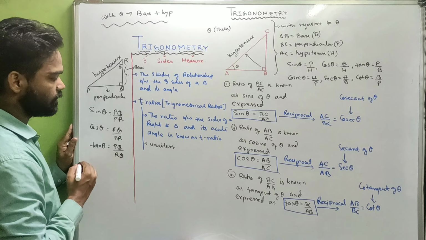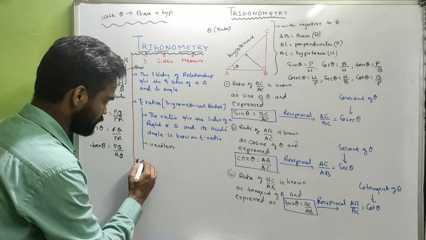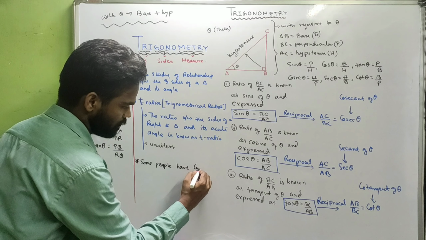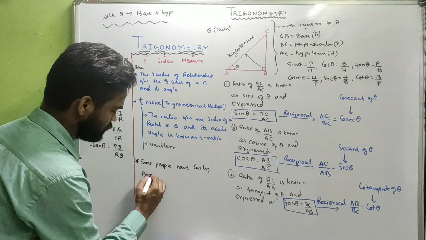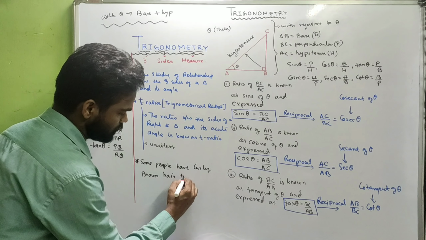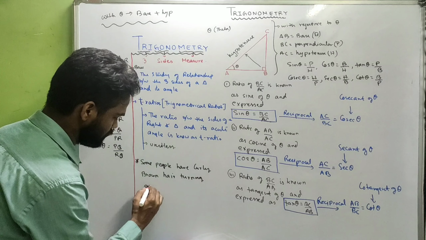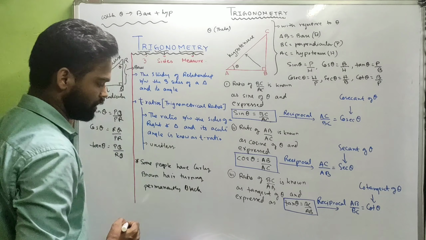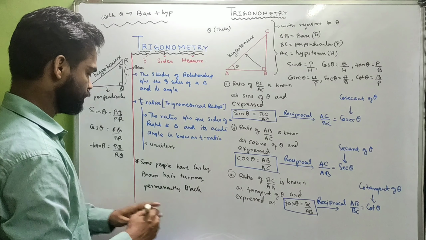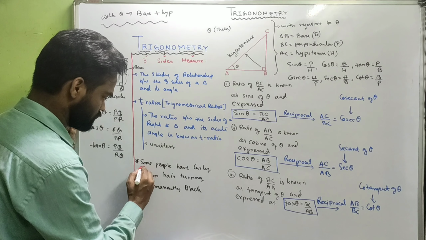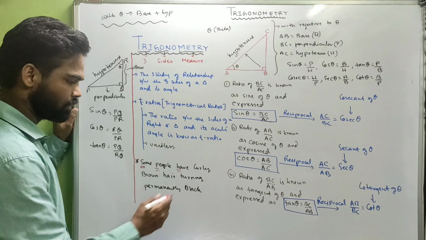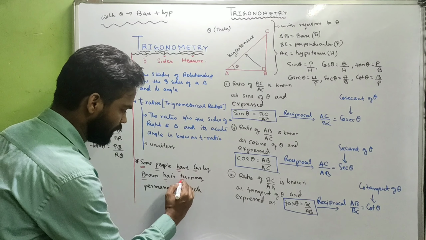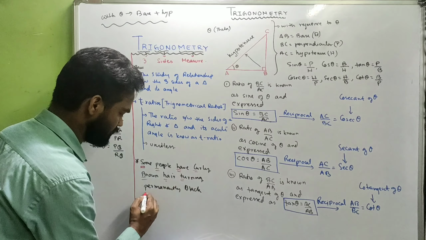Now how to remember this? Very easy. Look over here. Some people have curly brown hair turning permanently black. So how does it help us? Just look carefully. Some people have, so sine theta is perpendicular by hypotenuse, curly brown hair. So cos theta is base by hypotenuse, turning permanently black. So tan theta is perpendicular by base.